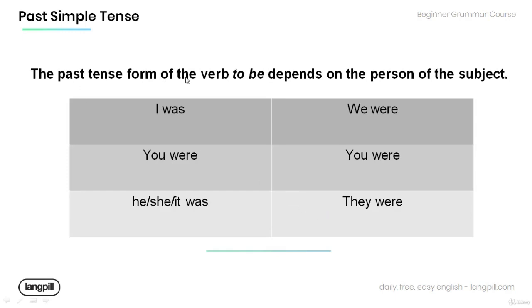Now the past tense form of the verb be depends on the person of the subject. Have a look at the tables below. I was, we were. You were, you were. He, she, or it was. They were.